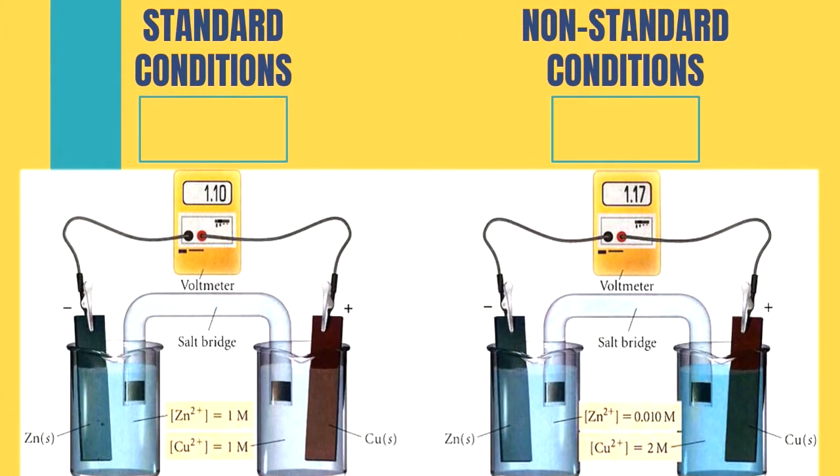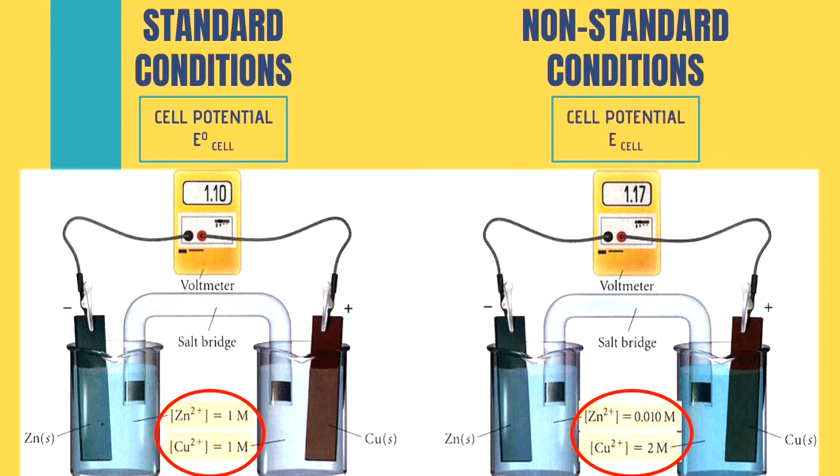Pairing two electrochemical cells done with different concentrations. On the left is what we call standard conditions, so its cell potential is noted as E naught cell. Whereas on the right is what we call non-standard conditions, so its cell potential is noted as E cell.